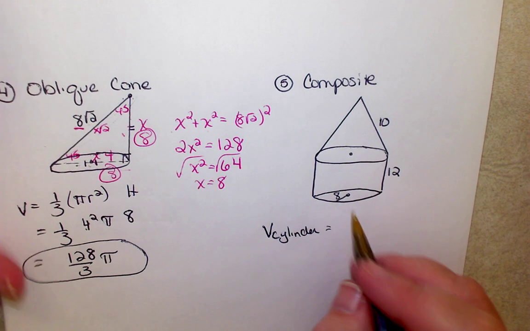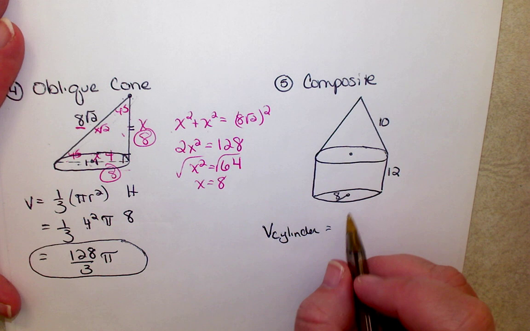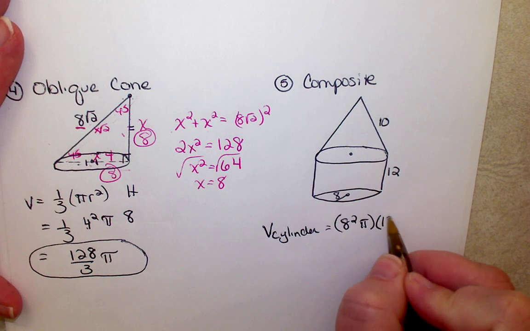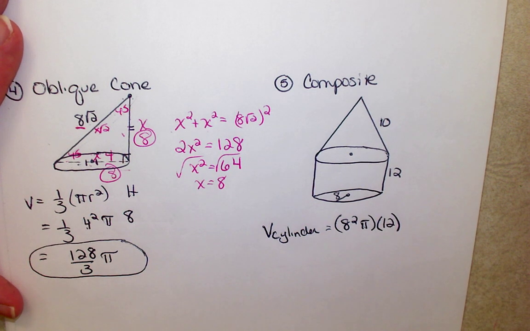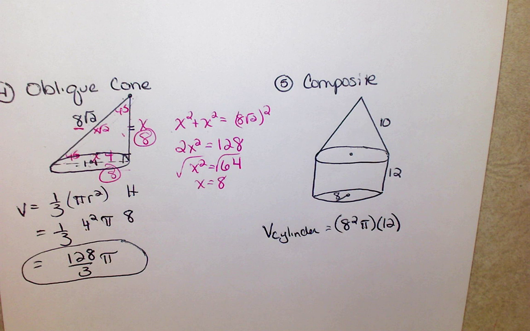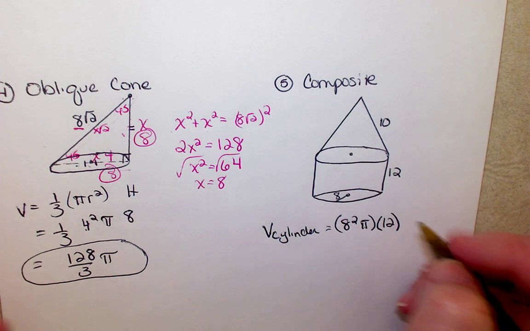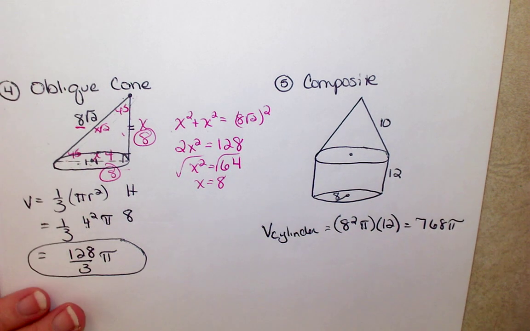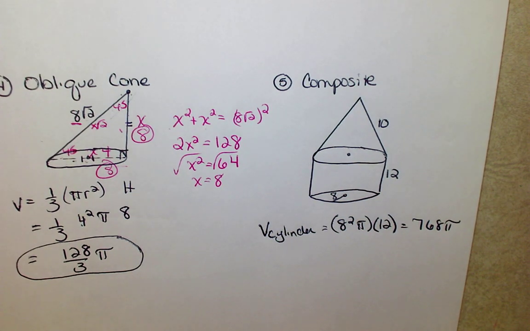Okay, so that's going to be area of the base. So we've got the radius is 8, so 8 squared pi times the height of 12. So let's see, 64 times 12 gives us 768. Now, if you notice, for the cone, we don't know the height, but I think we've got enough information to find the height.